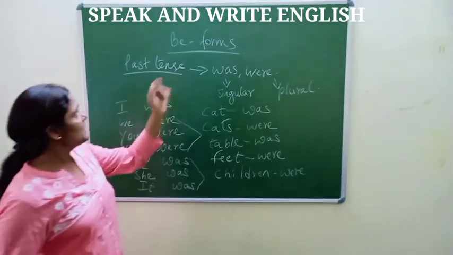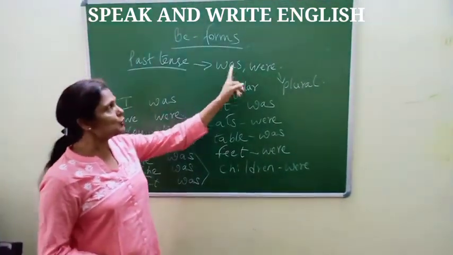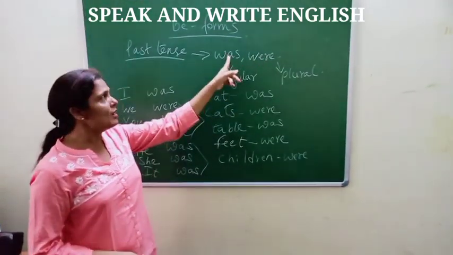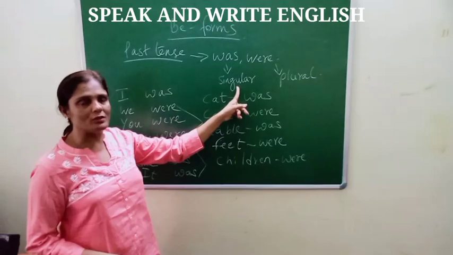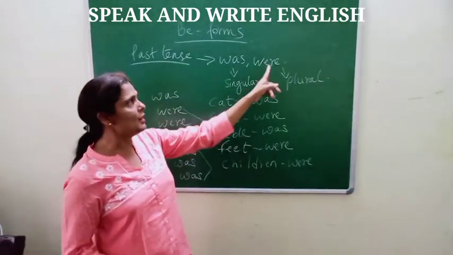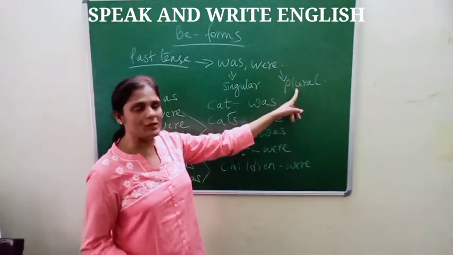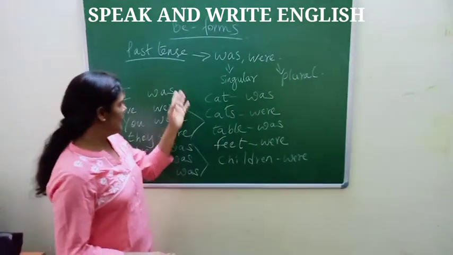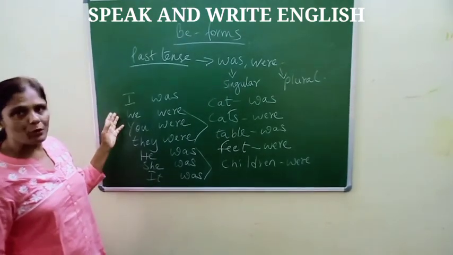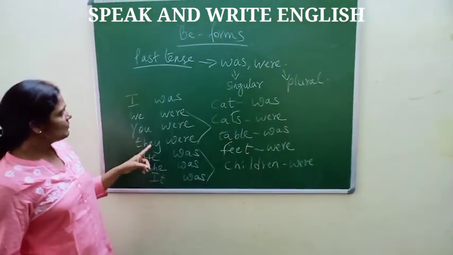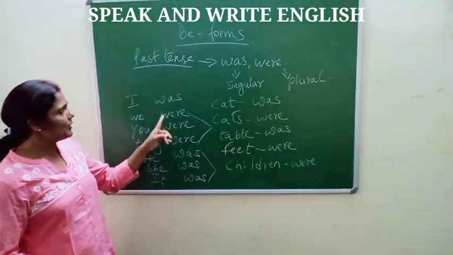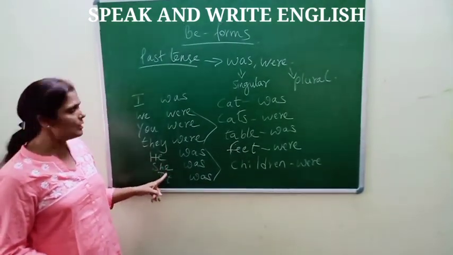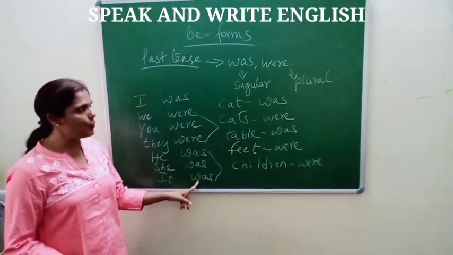So in the past tense, we have two be forms. And what are they? Was and were. Was is used when we talk about a singular thing or a person, whereas were is used when you are going to talk about a plural thing or a plural person. And when we talk about pronouns, whichever is in the plural will take were, whereas the pronouns in the singular will take the be form was.